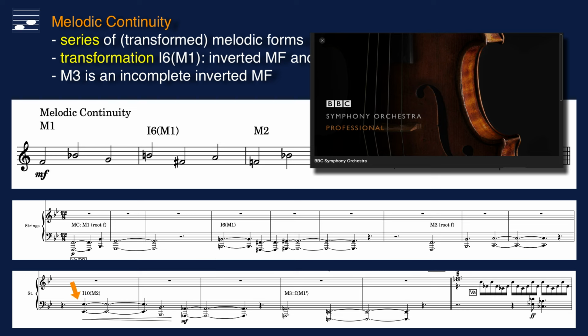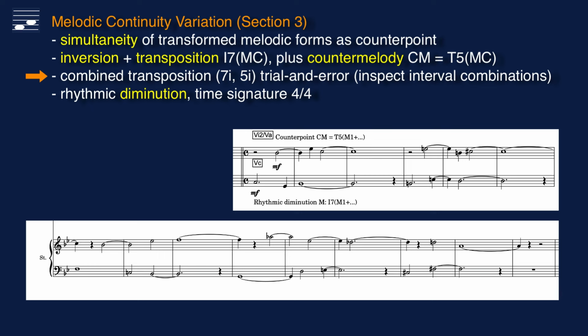A variation of the melodic continuity as main element returns in section 3. Here you find a combination, a simultaneity of the inverted and transposed melody in the low strings with another transposition of the original melodic continuity in the upper strings. This yields a counterpoint setting. The combination was obtained by trial and error. The perfect fifth and fourth transpositions yield an interesting combination of consonant and dissonant intervals. The time signature is now 4/4 and I've used rhythmic diminution.